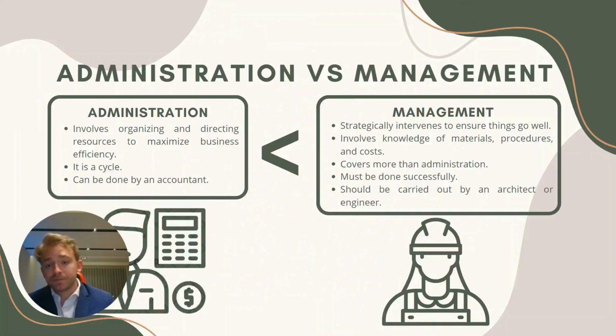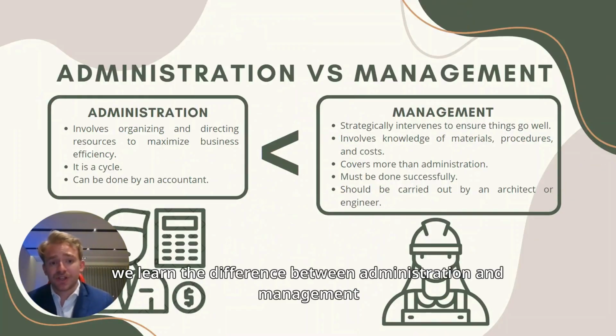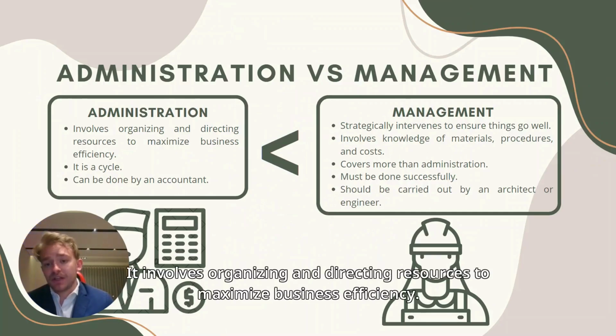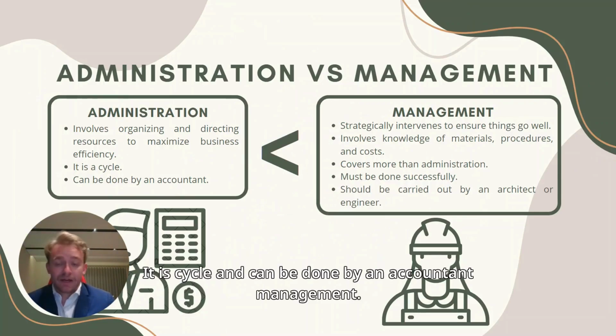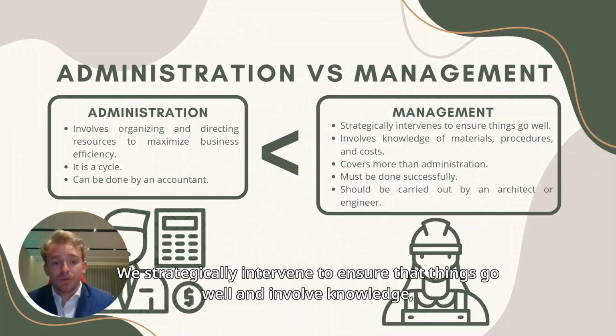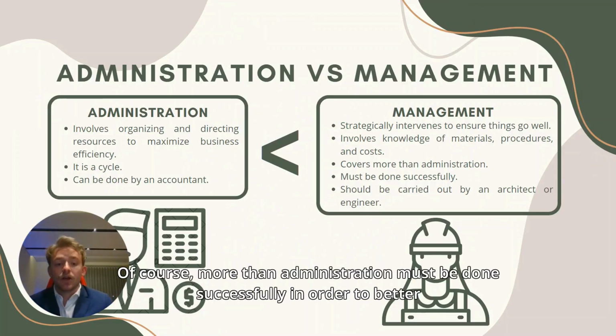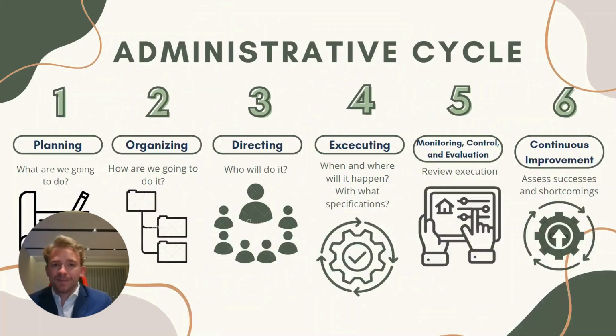In Unit 1, we learned the difference between administration and management and how everything must be working. Administration involves organizing and directing resources to maximize business efficiency. It is a cycle and can be done by an accountant. Management, we strategically intervene to ensure that things go well. It involves knowledge of material, procedures, and costs. Of course, more than administration, it must be done successfully in order to better progress on a project.